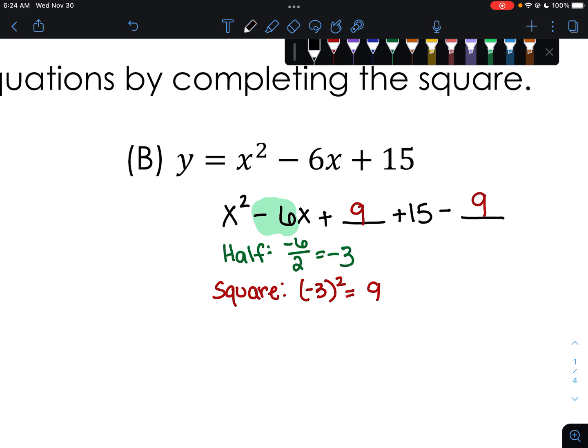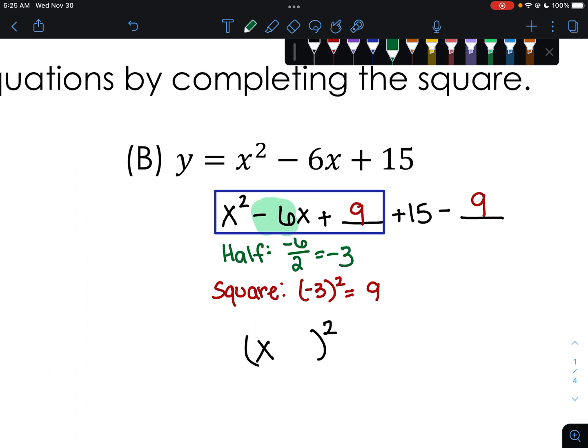So now we can go to our shortcut. The shortcut is factoring this part right here, so we don't have to factor it. That would be something in parentheses squared. You take your variable, and then you take your half term, which was a negative 3, so x minus 3 squared. There we go. We factored what I have boxed in blue. Then we take this right here and add it together. 15 minus 9 is a positive 6. And that right there is the equation that we started with written in vertex form.